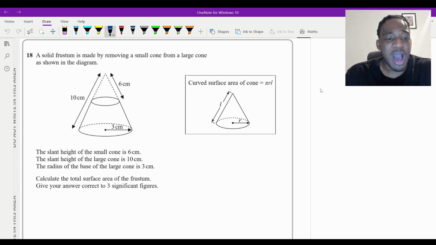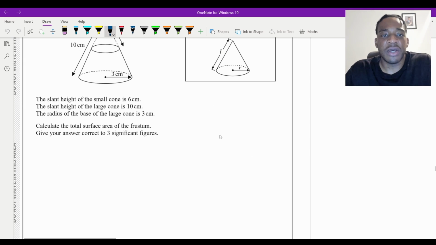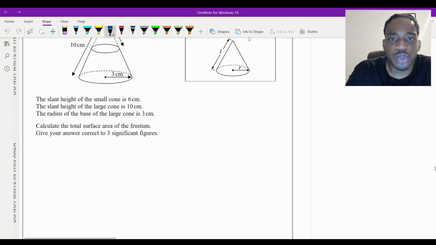Okay, now what I would do is look at the last line, the actual question: calculate the total surface area of the frustum. I would figure out what that actually means. So I'm going to draw the frustum again, just so I can refer to it.